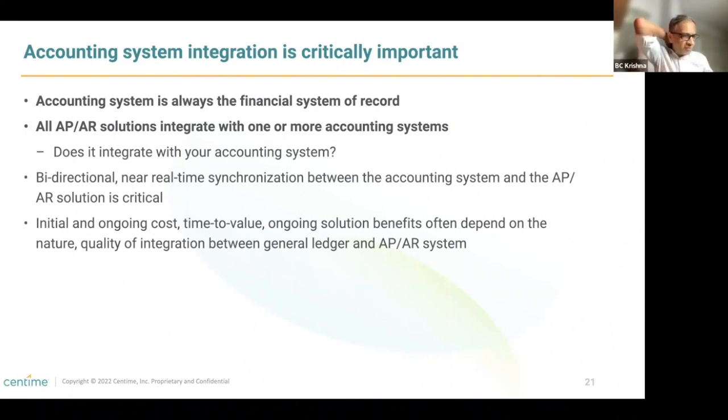And I'll be the first to tell you that, when I was running my previous company, MineralTree, we recognized very early on, and all providers today, make integration with the general ledger, with the accounting system, the central tenet of success. You can't have an AP or AR solution without an integration with the general ledger. The accounting system is always the financial system of record. All AP and AR solutions integrate with one or more accounting systems.